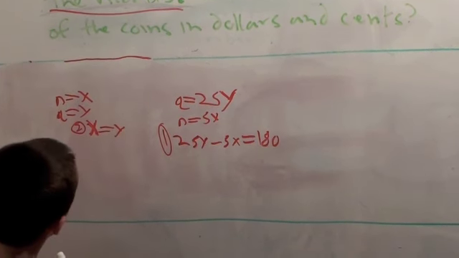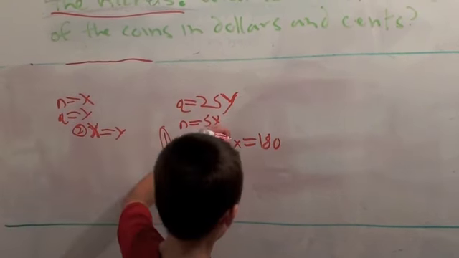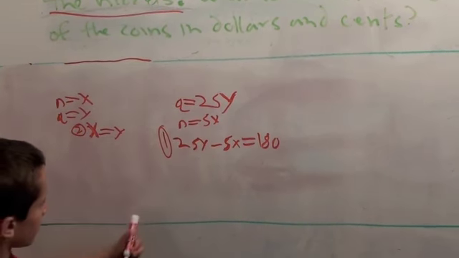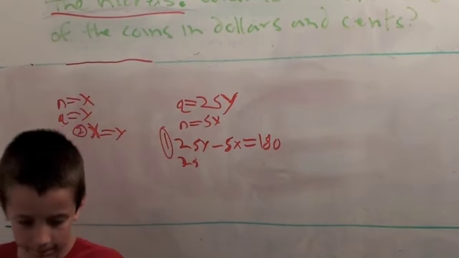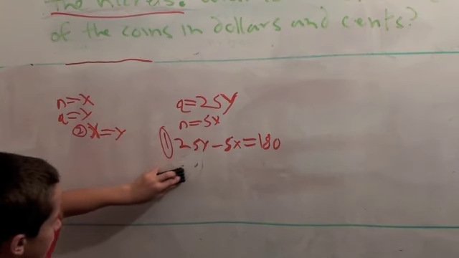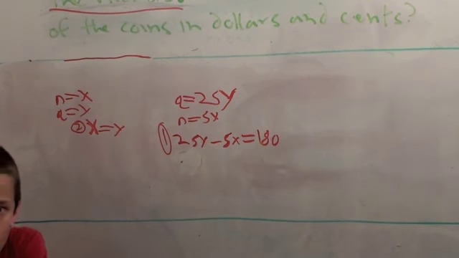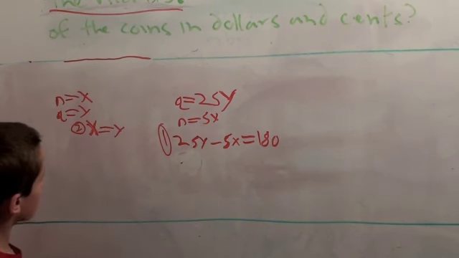x equals y. So how are you going to use the fact that x equals y to help you solve this equation? Well, how are we going to use that fact? Okay, so 25y minus 5x equals 180 is a pretty hard equation to solve. We need to get it so there's only x's, say. So what can we do to get rid of that y?